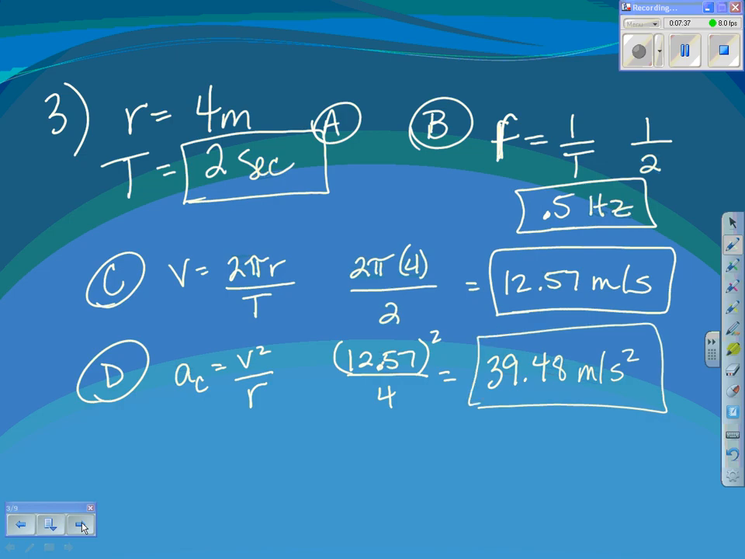Now, if you use the manipulated equation, I believe, which is 4 pi squared r over t squared, I think when you do that, you get the answer a little bit different and it ends up being like 39.50. So just be aware of that. I'm aware of that when I do my calculations. So, all right, moving on.